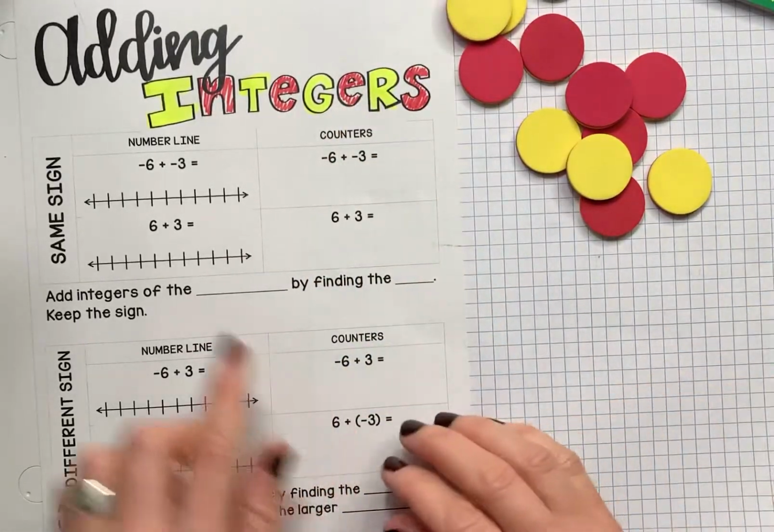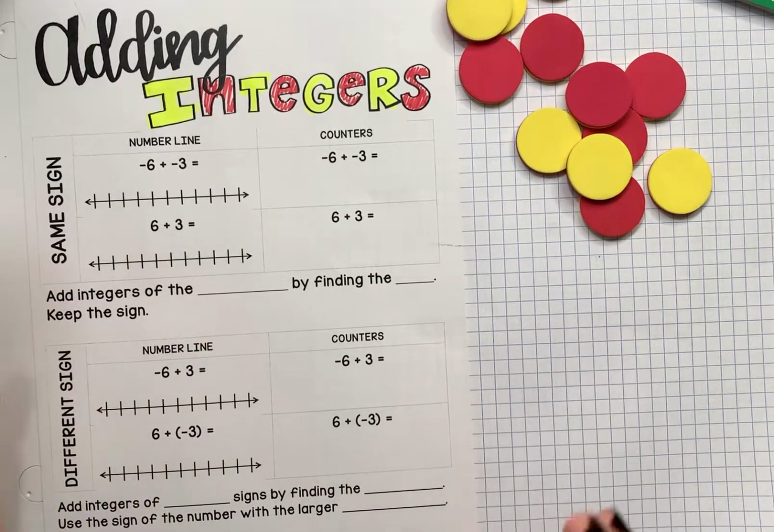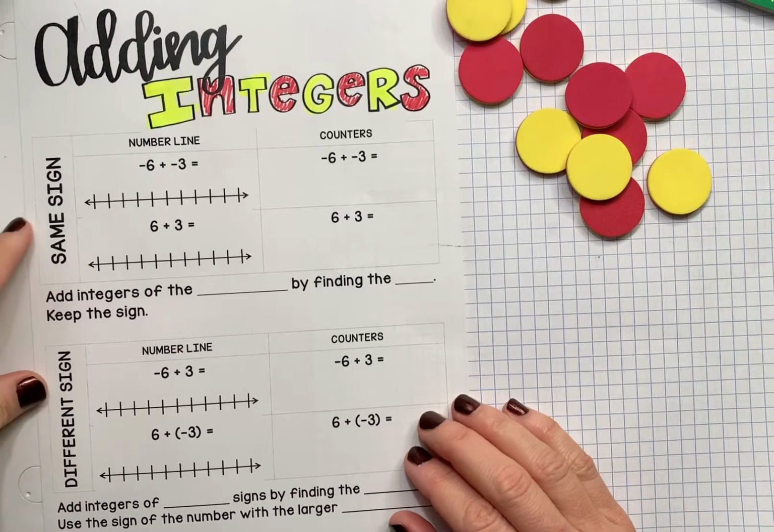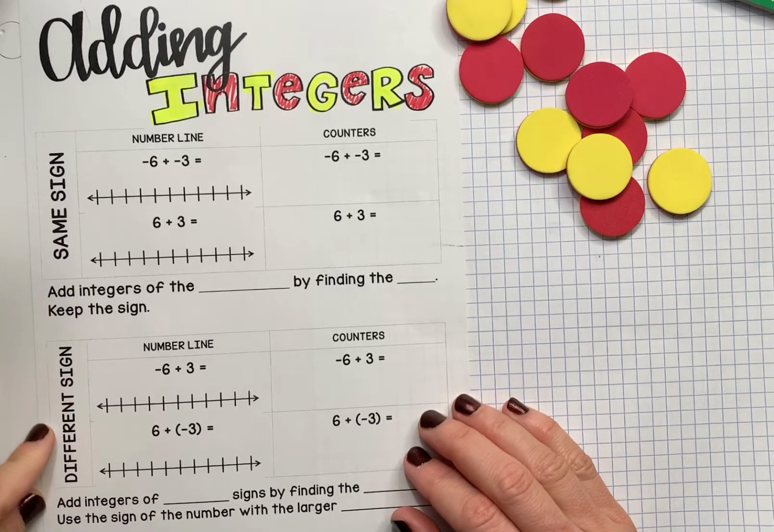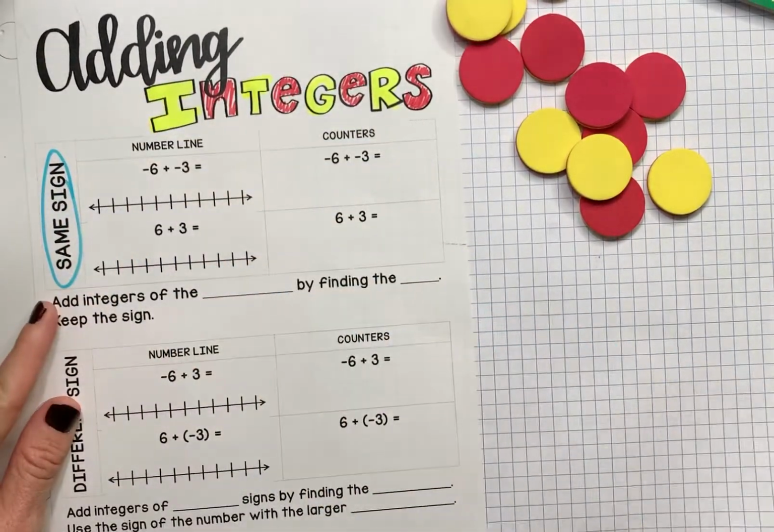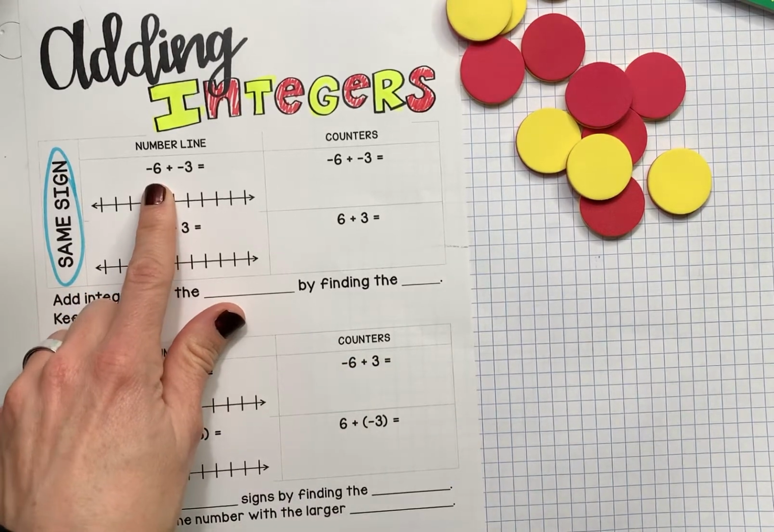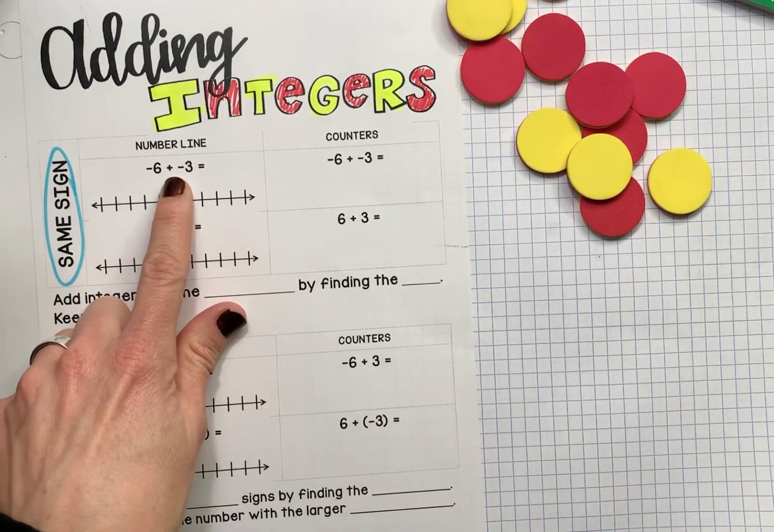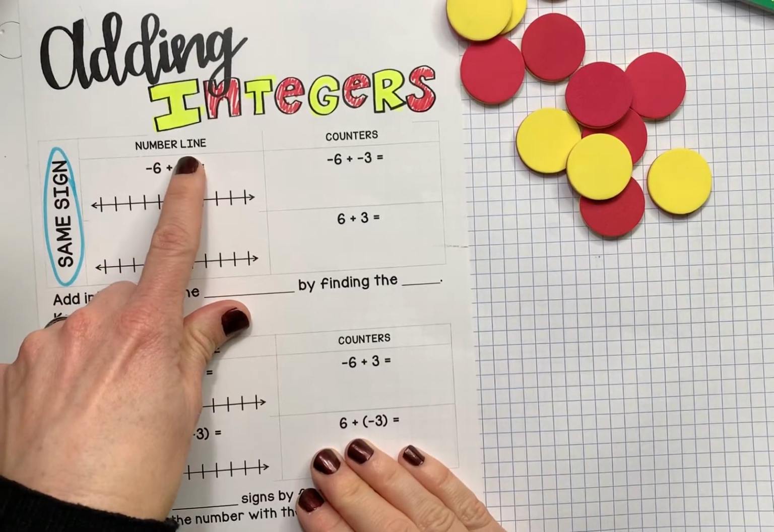Okay, so when we're adding integers, there are two different main patterns that we need to be aware of. First, when you're adding integers of the same sign, or if you're adding integers of different signs. So we'll start with the same sign here. Okay, so let's say we have an expression like this, -6 plus a -3. And we're going to start this off with modeling on a number line.